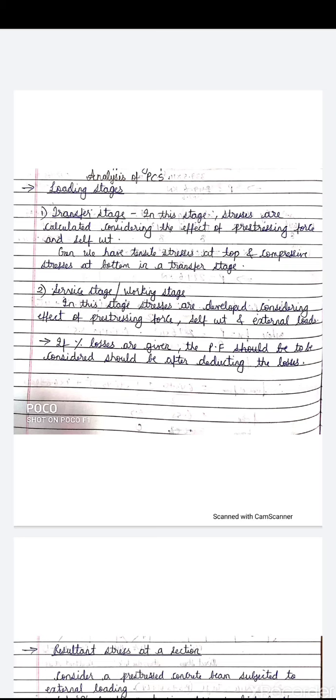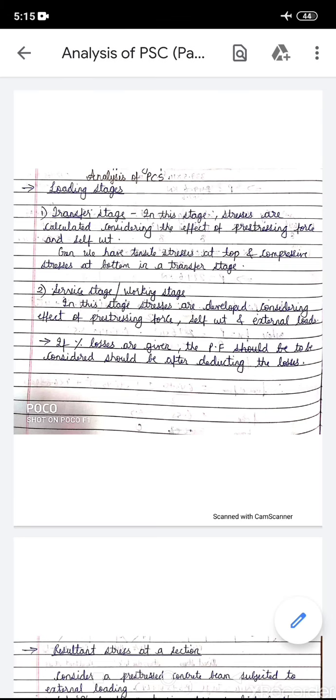So what do you mean by analysis of pre-stressed concrete section? So basically in the analysis, we are going to find out the resultant stress distribution diagram for that particular member. So that is nothing but your analysis. So we have basically three methods to do this. So we have stress method, and then we have pressure line method, and then we have load balancing method. So in this lecture I will discuss about the first method, that is the stress method.